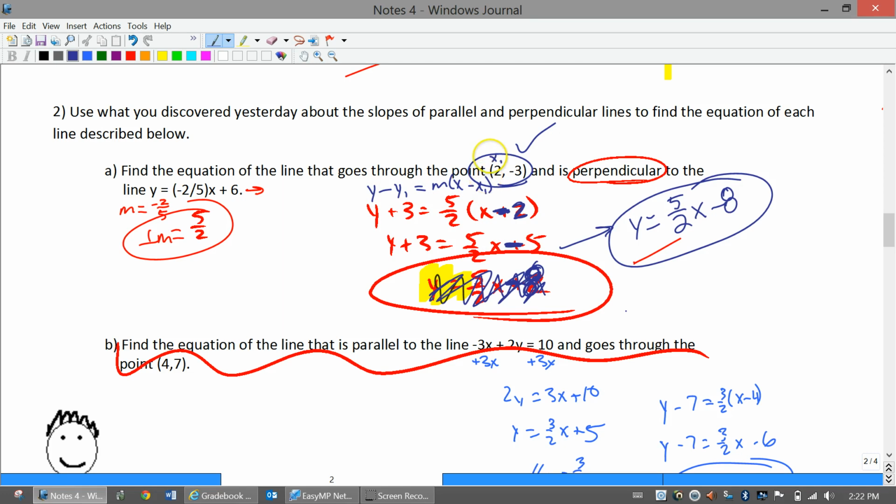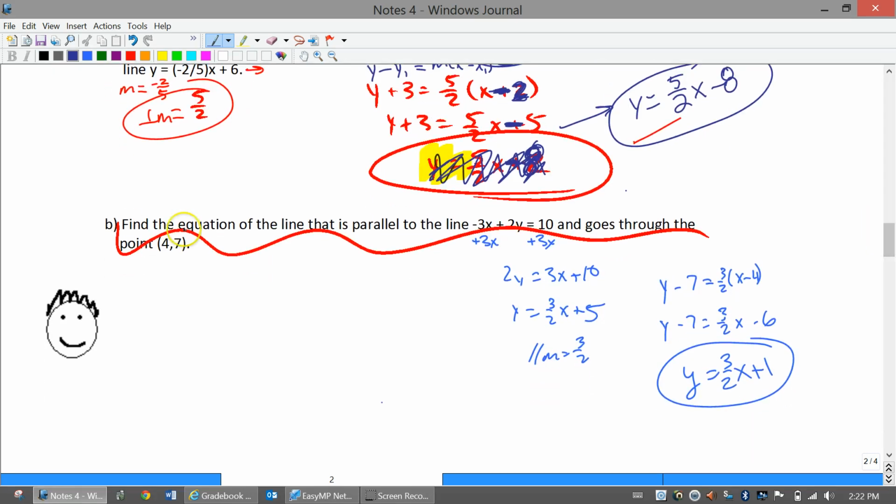Here x1 is 2, y1 is -3. We put those in their spots. We get a -2 there, a little typo at first, and put in our m, our slope of 5/2. Then we multiply it out, simplify, and we get y equals 5/2 x minus 8. Then on B, we've scribbled out a little bit, but we still want you to do the work.